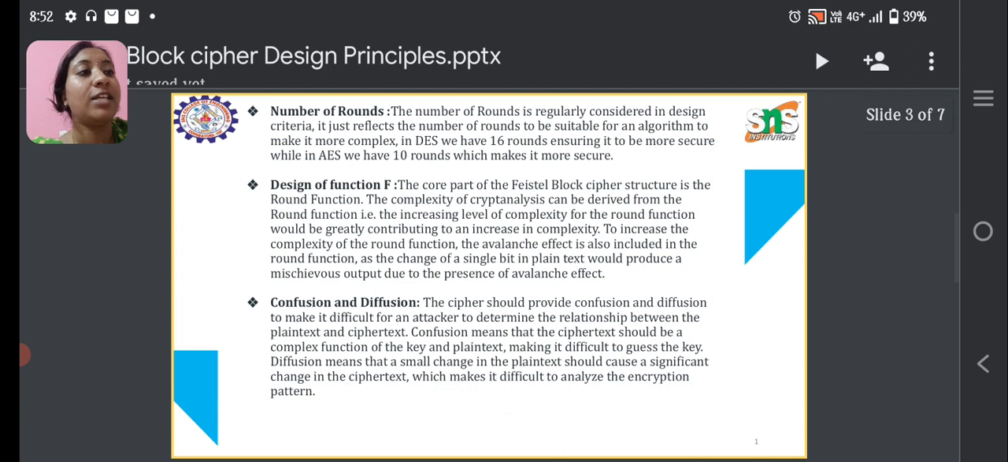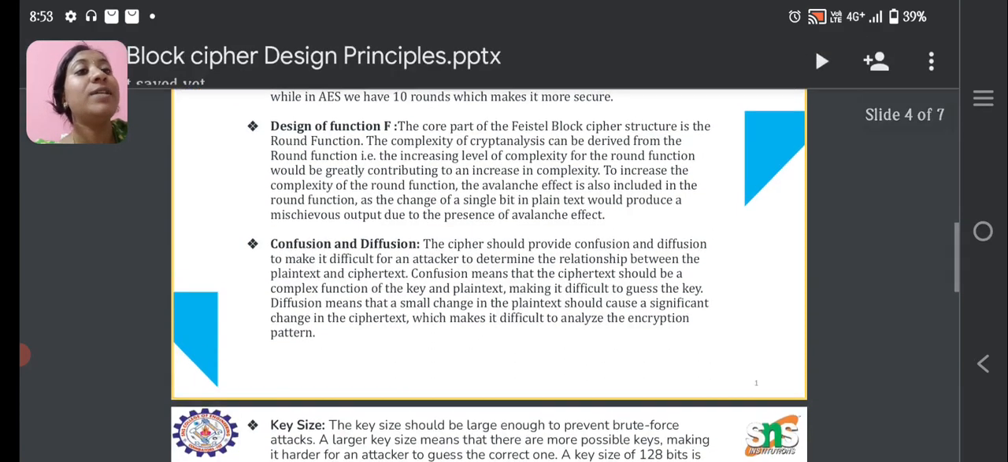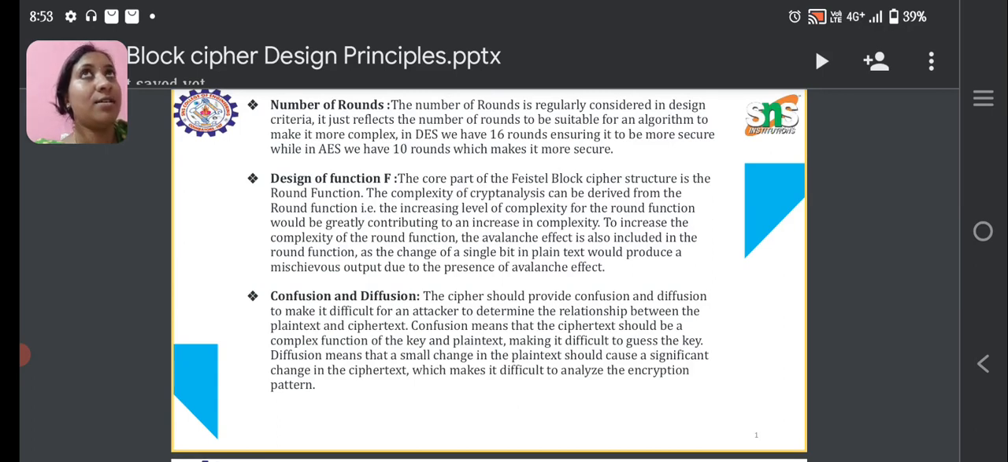Design of function is the function performed in the cipher. First, this 64-bit block is divided into two halves, 32 and 32, left 32 and right 32. From the right 32 bits a function is performed, and for performing this function a key is used. The key is normally 32-bit. With an avalanche effect it is converted to a 56-bit key, and again converted to 48 bits, and it is fed into the operation of the function. Confusion and diffusion also come under this.